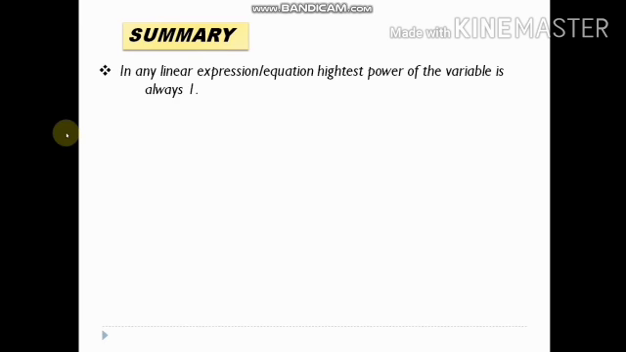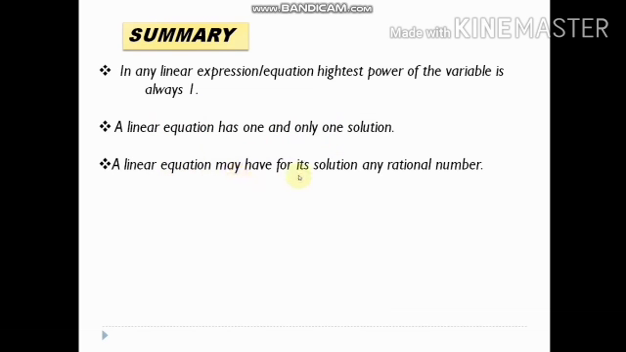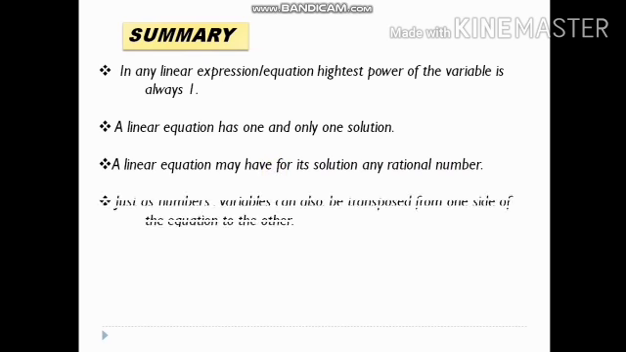Let's summarize this video, student. First, in any linear expression or equation, highest power of the variable is always 1. A linear equation has one and only one solution. A linear equation may have for its solution any rational number. It means maybe you will get your answer in rational form. Just as numbers, variables can also be transposed from one side of the equation to the other. It means you can also transfer variable terms into right hand side or left hand side.